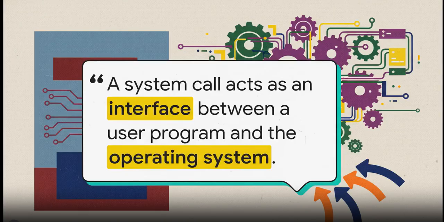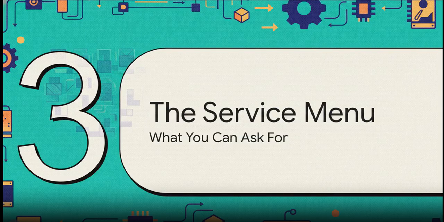The key word here is interface. A system call isn't just some random command. It's the safe, controlled bridge that connects those two separate worlds we just talked about: the limited everyday app and the all powerful kernel. Right, so if a program's going to make a request, what's even on the menu? What can it actually ask for?